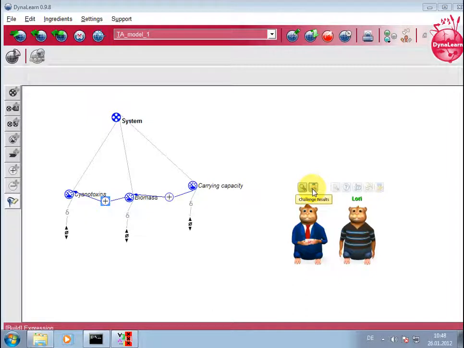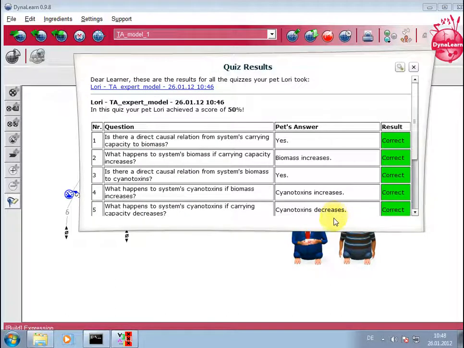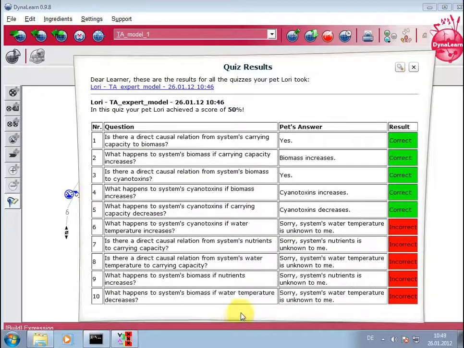We can also reopen these quiz results. Learner, let's see how well Laurie did so far. And here it is again. This is what we just saw, and if we do multiple quizzes, then we can see all the results here and see what happened.